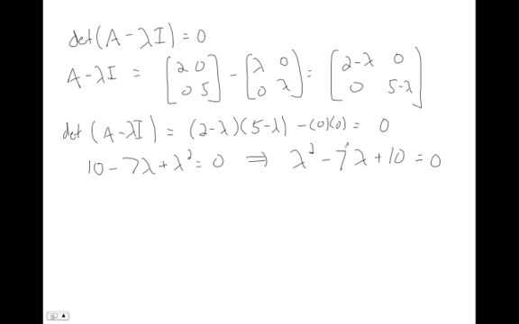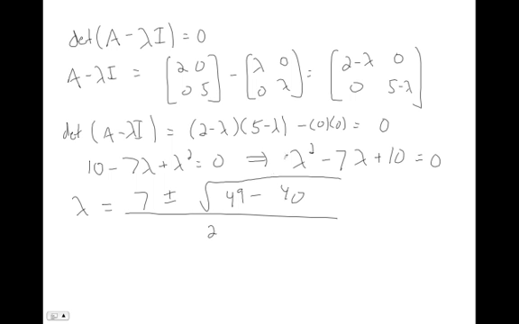Okay, now how do I solve for lambda? Well, we have a simple formula for this, and we usually structure it in this way. It's negative b plus or minus the square root of b squared minus 4ac, so 4 times 1 times 10 is 40, all over 2a, so that's 2 times 1. And then I look at that, and it's 49 minus 40 is 9. Square root of 9 is 3. So that's 7 plus or minus 3 over 2.